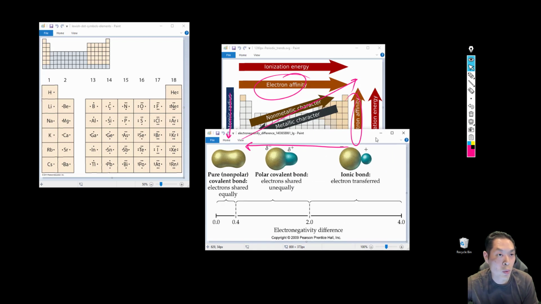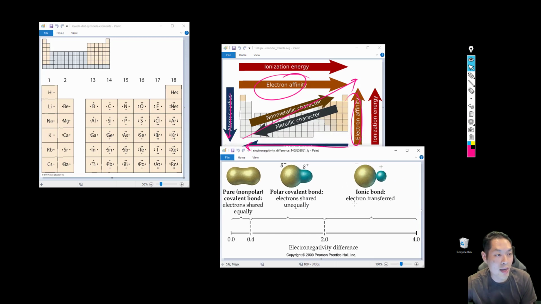So if the difference in electronegativity between these two atoms is between 0 and 0.4, it's most likely going to be a pure covalent bond, meaning that since their electronegativities are about the same, they're not really going to fight for the electrons. Now, if their electronegativities are very different, then they're going to share it unevenly.